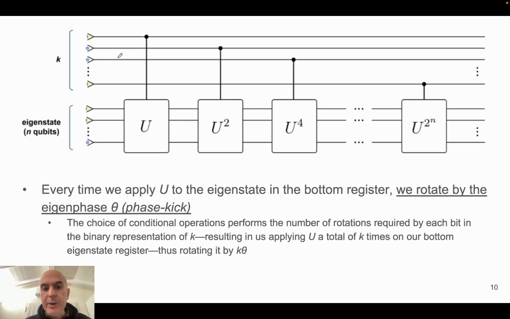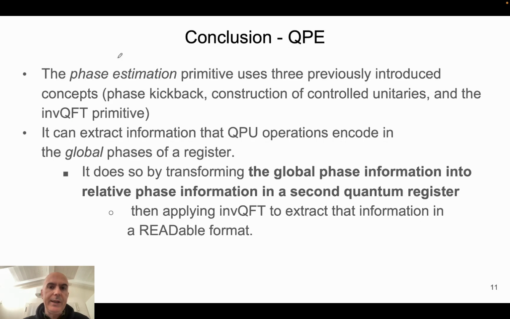Every time we apply the U quantum gate to the eigenstate in the bottom register, we rotate by the eigenphase, and this is the phase kickback. The choice of conditional operation performs the number of rotations required by each bit in the binary representation of k, resulting in us applying U a total of k times on our bottom eigenstate register, thus rotating by k multiplied by theta.